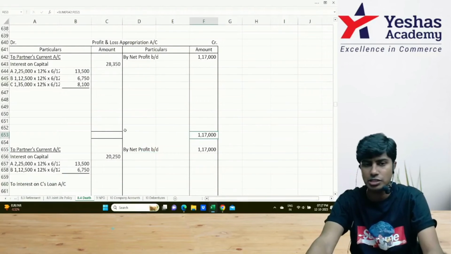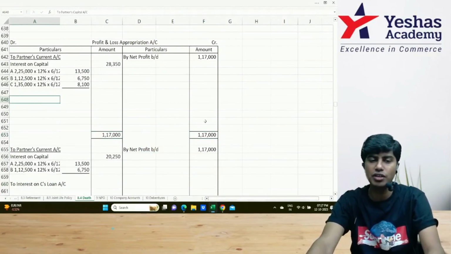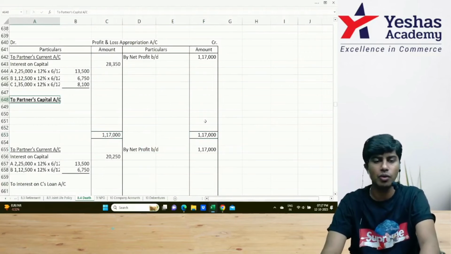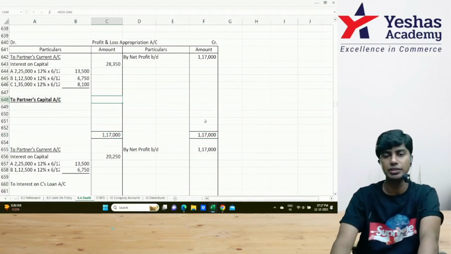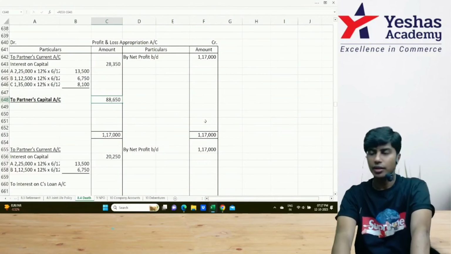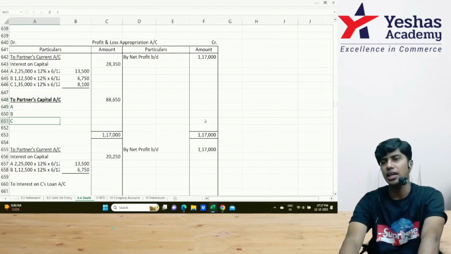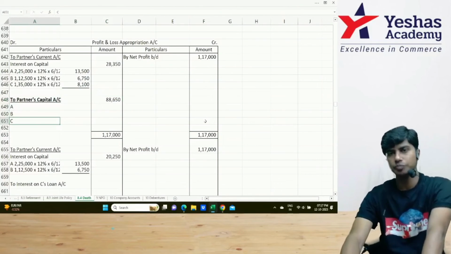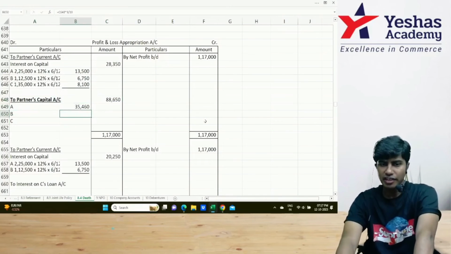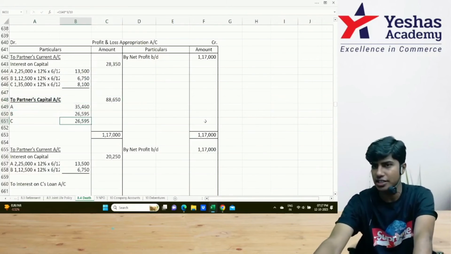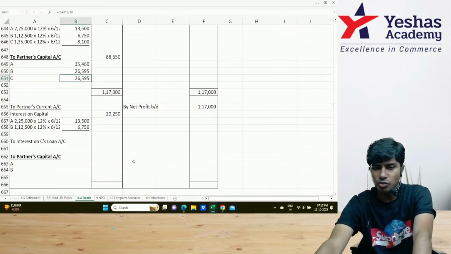1,17,000 profit in the first 6 months. In that, 28,350 is interest on capital paid. What is the balance profit share to partners? 88,650 between A, B and C, in 4:3:3 ratio. 35,460, 26,595, 26,595. Sir, we should not do it the same way.